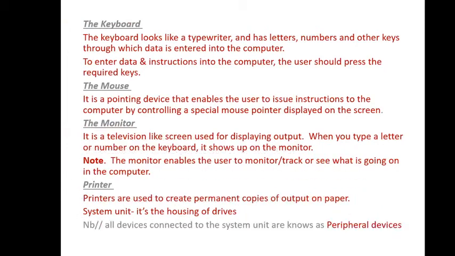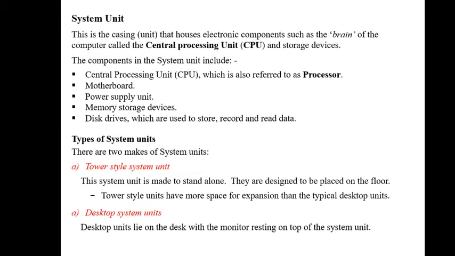Then to wrap that part, you should actually know that all devices are connected to the system unit through special cables. We call them interface cables, like the mouse, the keyboard, the printer. We call them peripheral devices. And therefore, if somebody asks you to define the term peripheral device, then you will say that these are all devices connected to the system unit via special cables called interface cables.